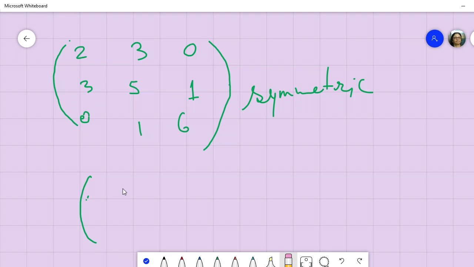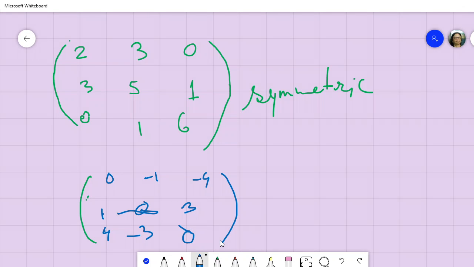And for a skew symmetric matrix, the diagonal elements will be 0. So it is 0, 0, 0. Then this is minus 1, so it is minus 4. This is 3. Then this will be 1. This is 4. And this is minus 3. So this is a skew symmetric matrix.